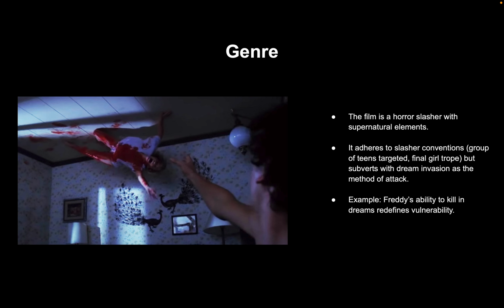The film is a supernatural slasher, combining the teen stalking formula with a unique dream-based killer. It follows classic slasher rules: teen victims, isolated settings, and a final girl. But it also subverts them by giving Freddy limitless reach. Sleep is no longer a safe escape. In fact, it's the most dangerous place to be.